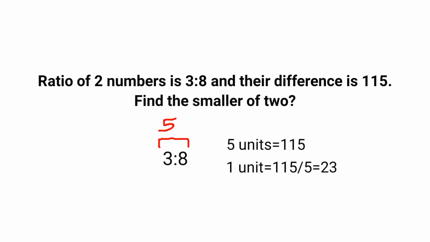And we are asked to find out the smallest number. So, we know that the ratio is 3:8. So, the value corresponding to the smaller number is 3 units. We got 1 unit as 23. So, to get the smaller number, multiply 3 with 23. So, 23 into 3 is 69.